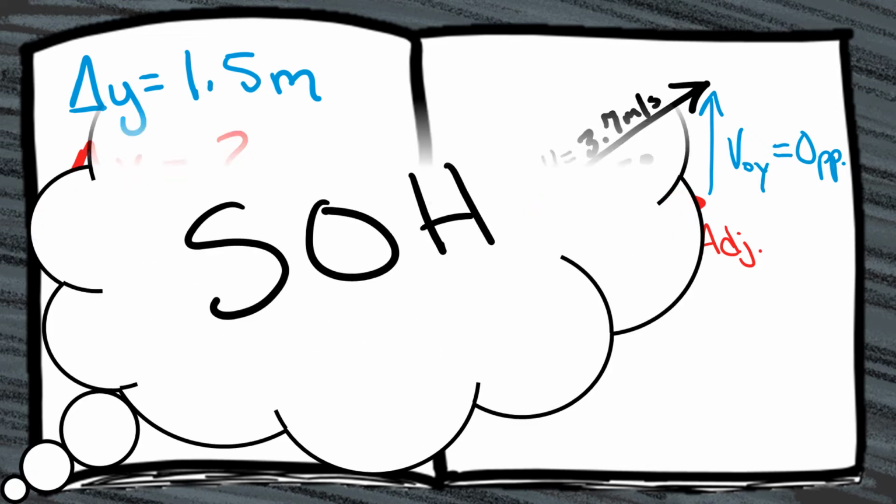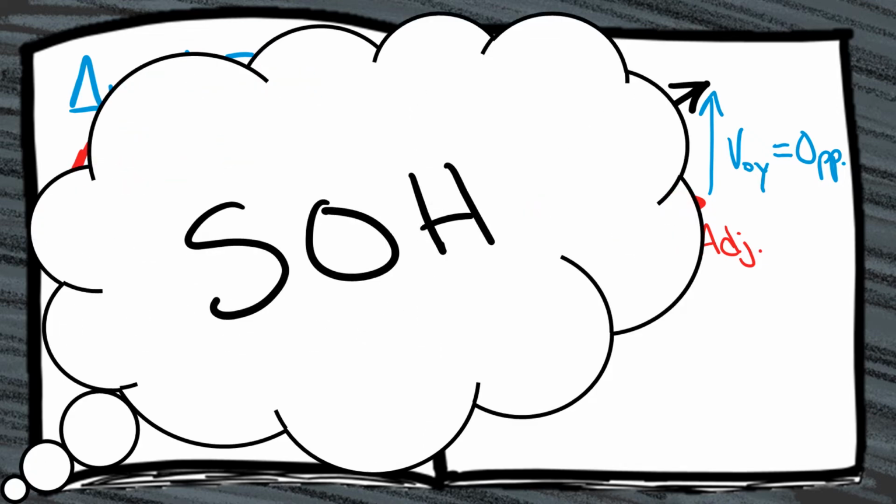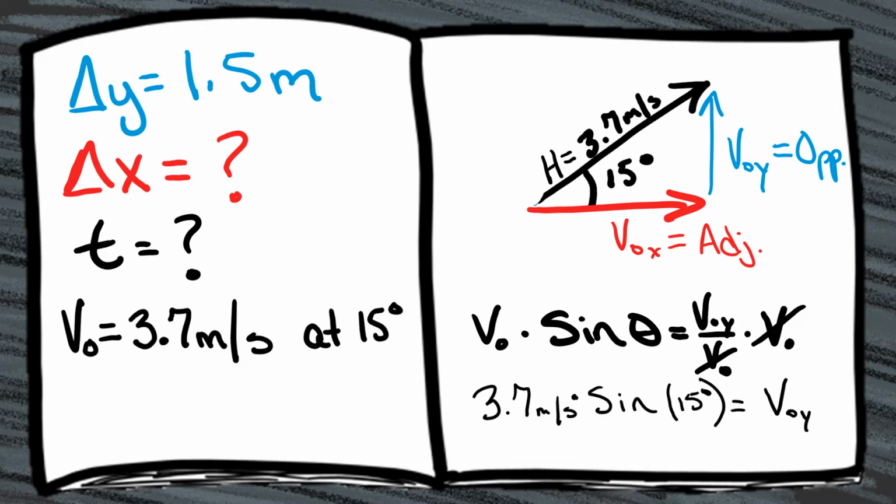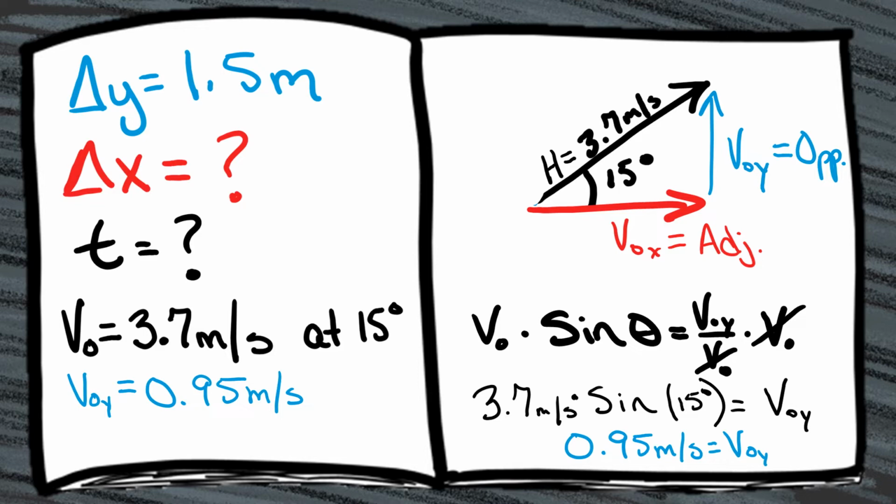So we should use, that's right, Alex, sine theta equals opposite over hypotenuse, in which we are solving for opposite since it represents vertical initial velocity. Let's move the hypotenuse, which represents the initial velocity, to the other side by multiplying it on both sides. This results in the following equation, in which sine of 15 must be multiplied by 3.7 meters per second to determine what the vertical initial velocity is. Great job, Alex. Our initial vertical velocity is 0.95 meters per second.